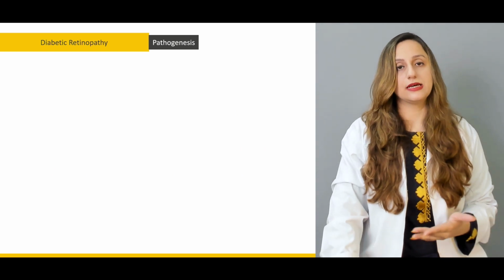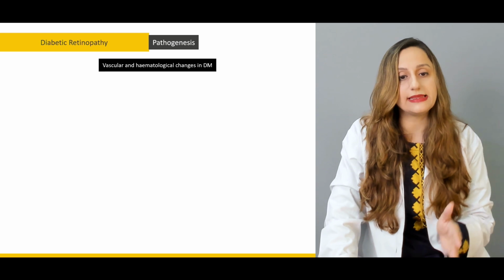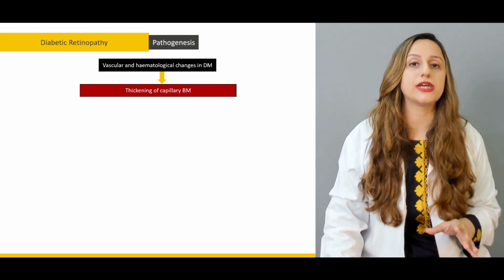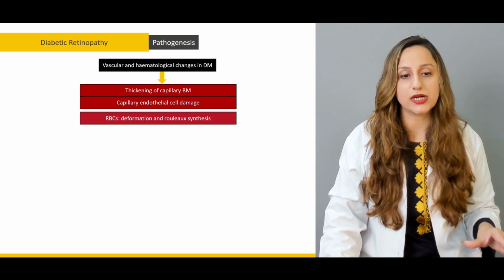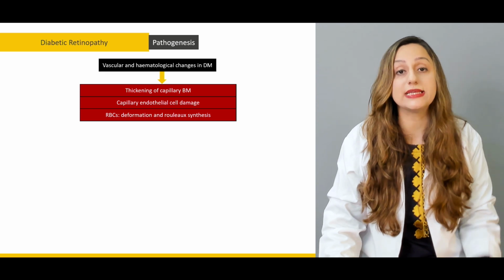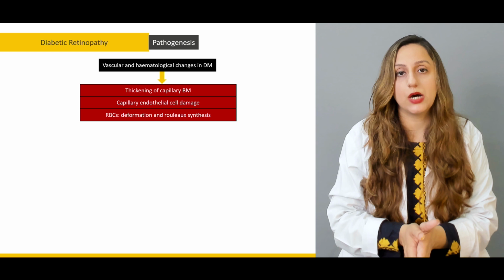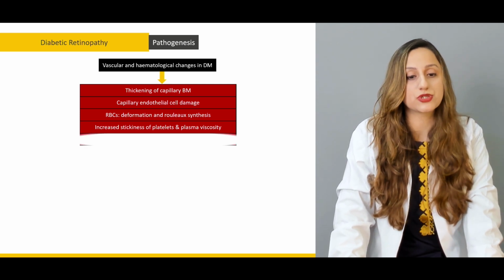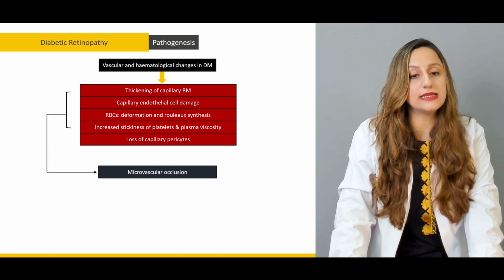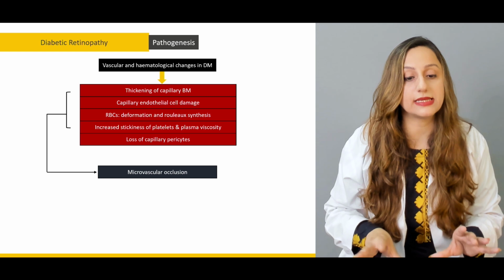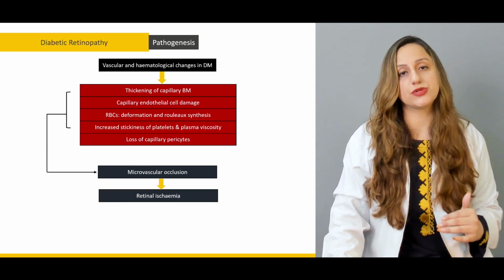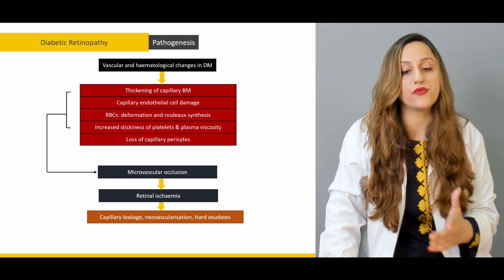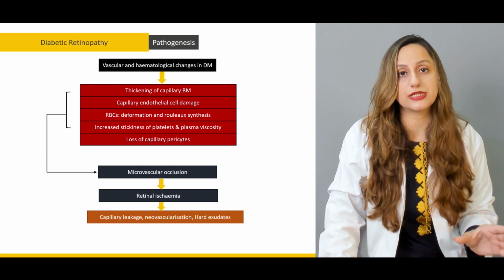The pathogenetic factors which overlay this are the vascular and hematological changes in diabetes mellitus. The thickening of the capillary basement membrane is the final pathogenesis. Capillary endothelial cell damage occurs. There is deformation of the RBCs and rouleaux formation. There is basically a cattle-trucking phenomenon, which is known as rouleaux formation. Increased stickiness, hypercoagulable states of platelets and plasma viscosity, loss of capillary pericytes, and all of these changes are going to result in microvascular occlusion. That is going to result in retinal ischemia, which further is going to result in capillary leakage, neovascularization, and hard exudates, which are characteristic of diabetic retinopathy.